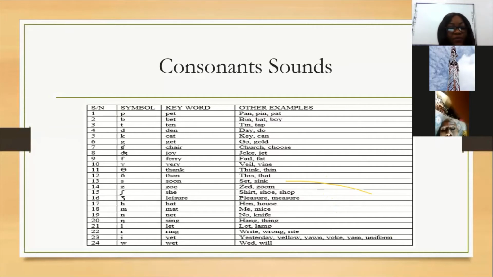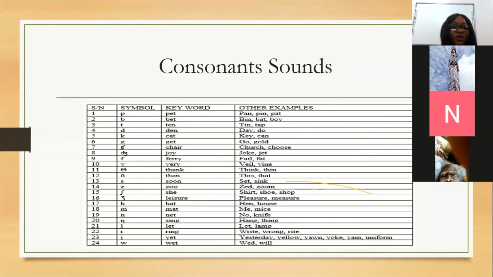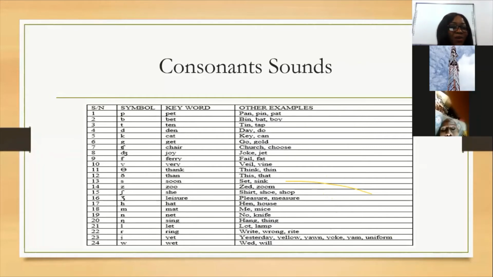And then you have consonant number 13, which is a sound. Sometimes it is spelled with the S alphabet, and at other times it is spelled with the C alphabet. In a word like sight, C-I-T-E, the initial sound there is an S sound. Even though sometimes when you have a word like car, C-A-R, although the spelling is a C, the sound is not the S sound, it's actually the K sound.